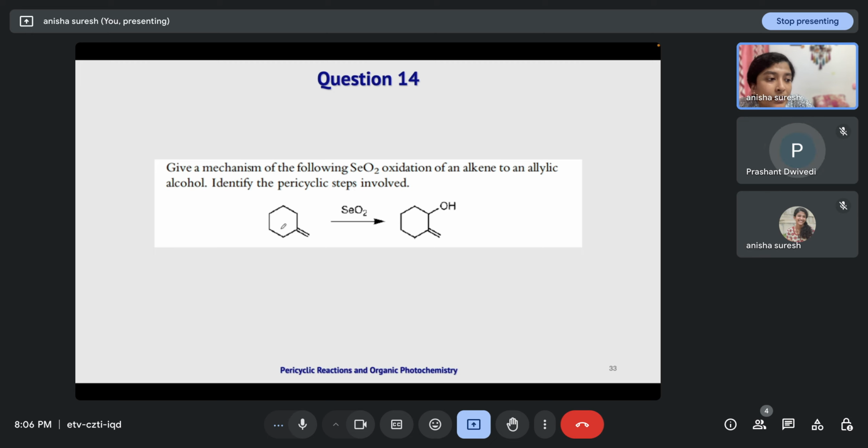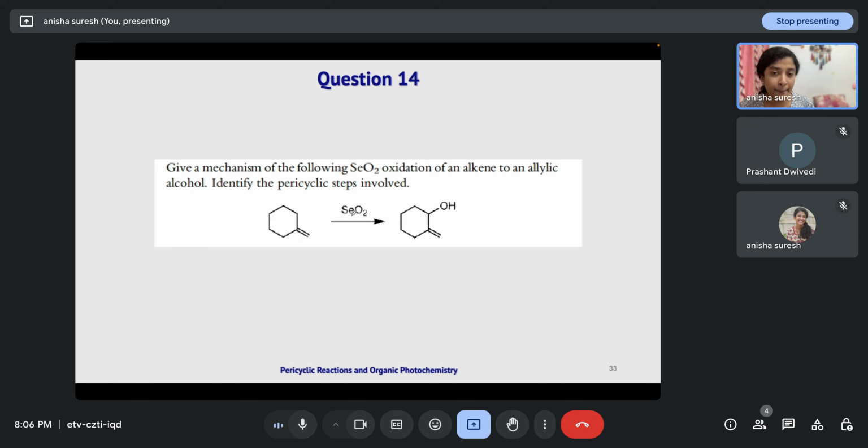So this is an ene reaction, and one other step is the 2,3 sigmatropic rearrangement. So this is how allylic oxidation is taking place using the SeO2 reagent.